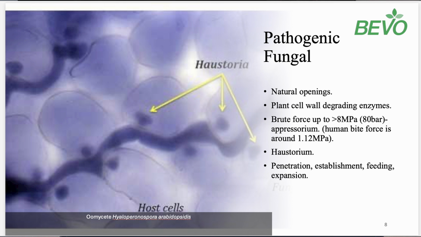The special structure that they use here is called the haustorium, and one example you can see on the left side is a picture of the haustorium. They grow in between the cells, and it works kind of like a suction cup that sucks up all the nutrients from the plant. That's how they manage to kill the plant itself. So the mode of action is they penetrate, they establish, they feed, and expand to complete their disease cycle.